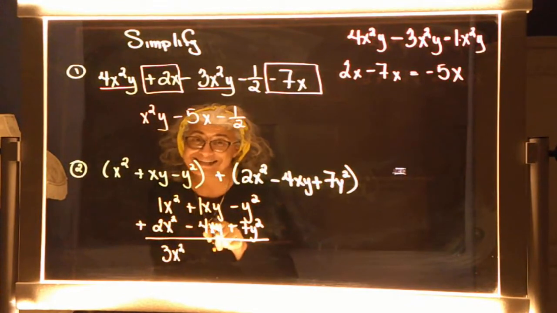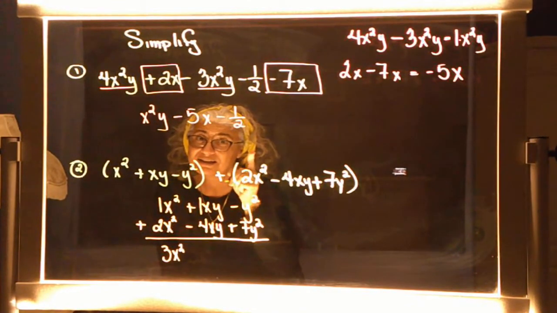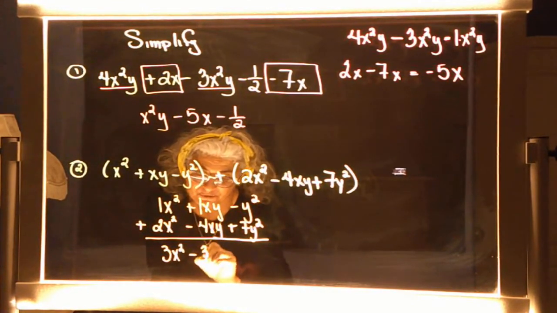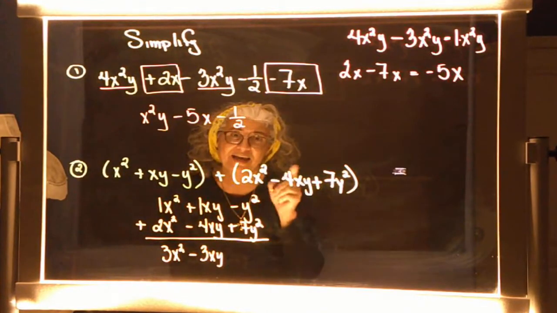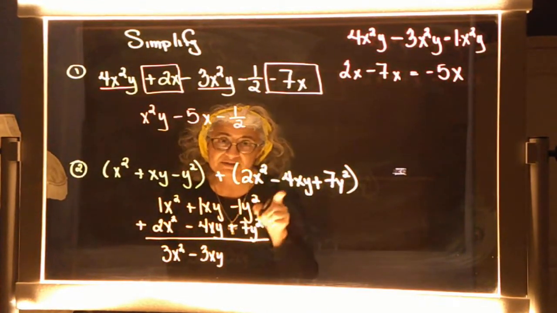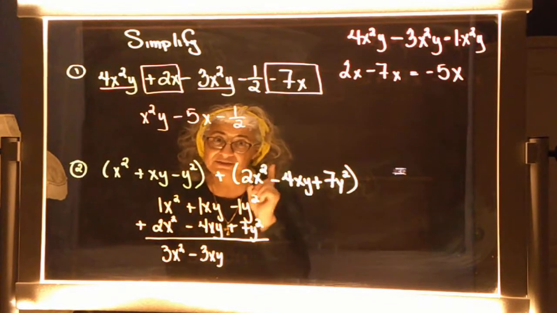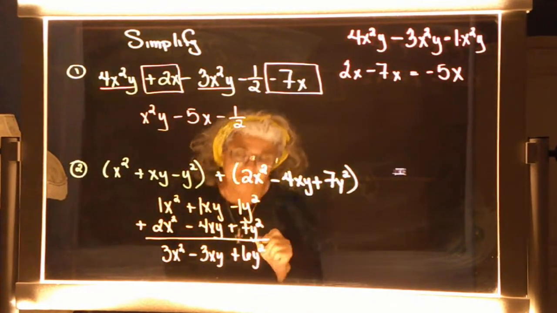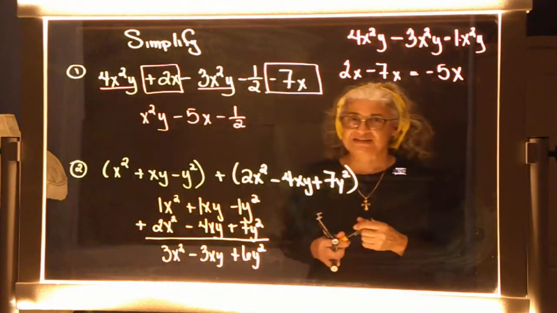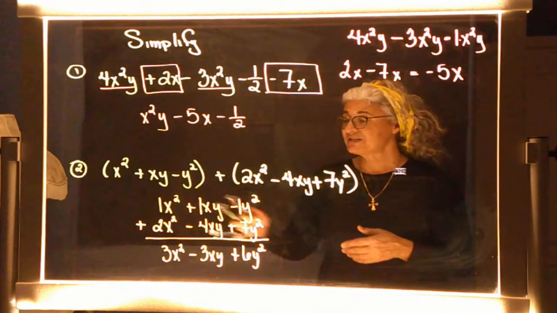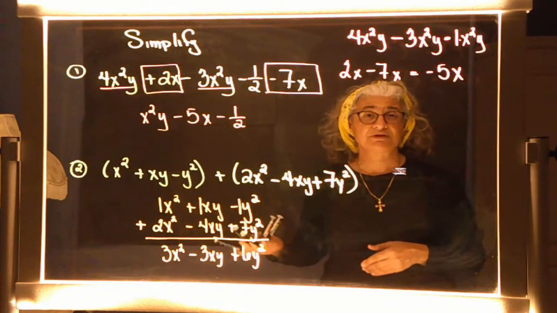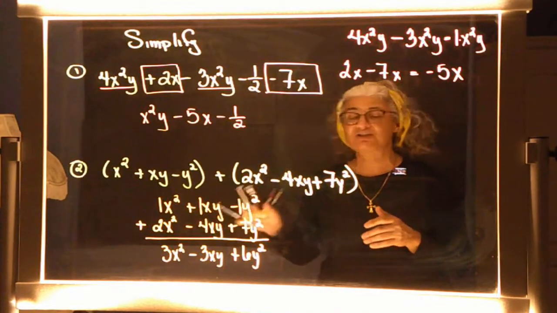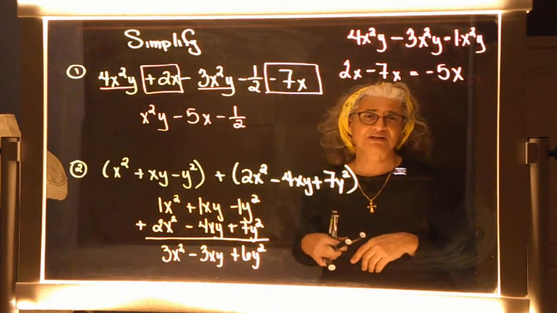1xy plus a negative 4xy? Good, negative 3xy, and then negative 1y squared plus 7y squared, that's a positive 6y squared. Does that make sense? For some of you, this actually might be a nice setup. You might be that visual of a person that you're like, you know, I kind of like that. Use it by all means.